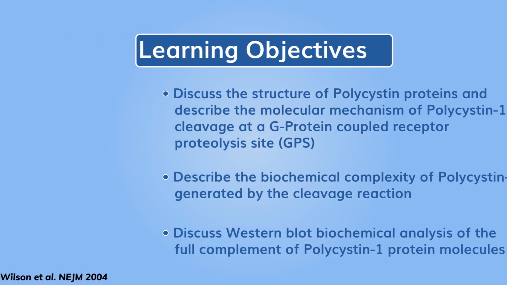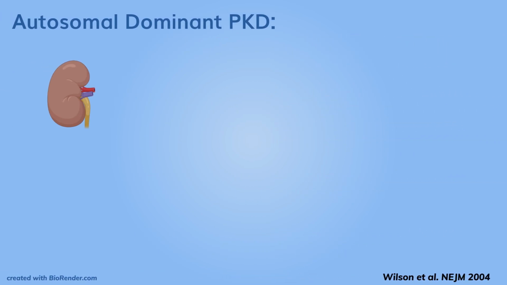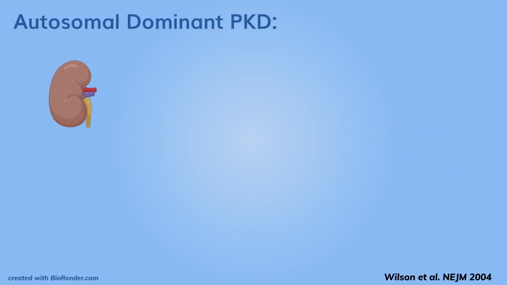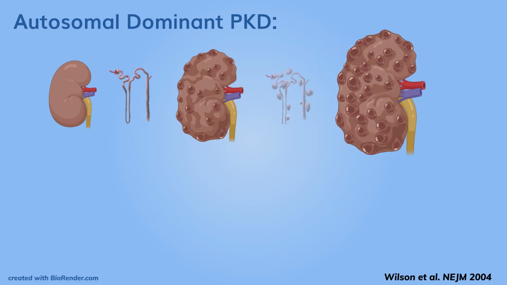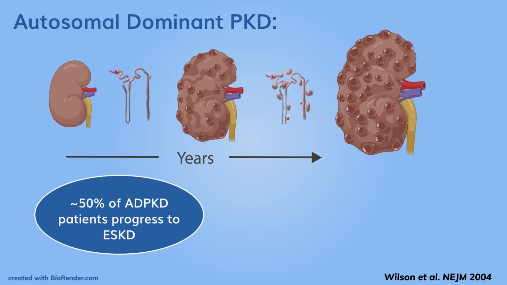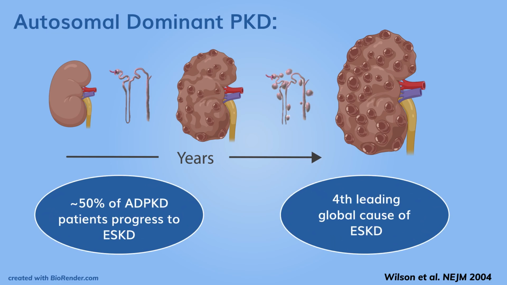Autosomal dominant polycystic kidney disease, or ADPKD, is a multisystem genetic disorder characterized by kidney cyst formation that can begin during fetal development and continue throughout life, eventually leading to end-stage kidney disease, or ESKD, in approximately 50% of those affected. ADPKD is the fourth leading global cause of end-stage kidney disease.